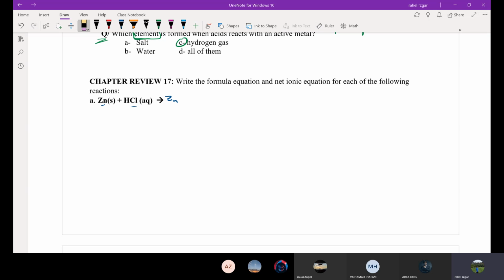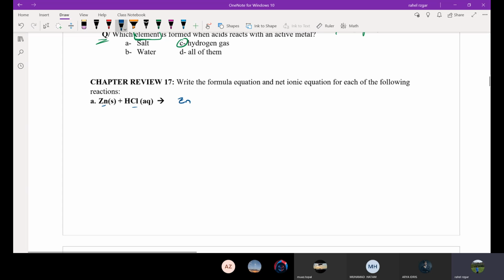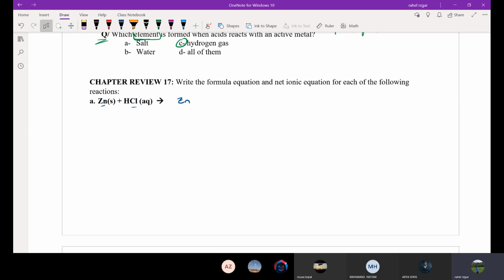This is a single replacement reaction. If you remember from last year, in a single replacement reaction, if a metal reacts with an acid, it will replace the hydrogen, which becomes hydrogen gas, and a compound is produced, which we now call a salt.